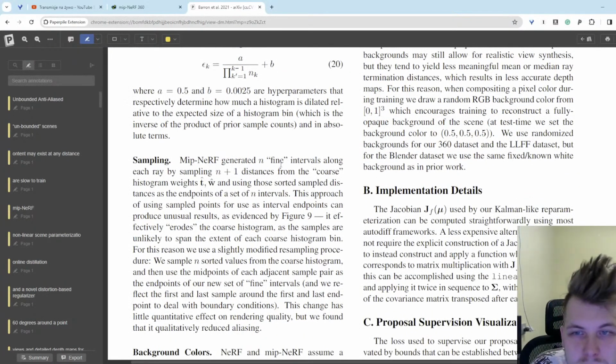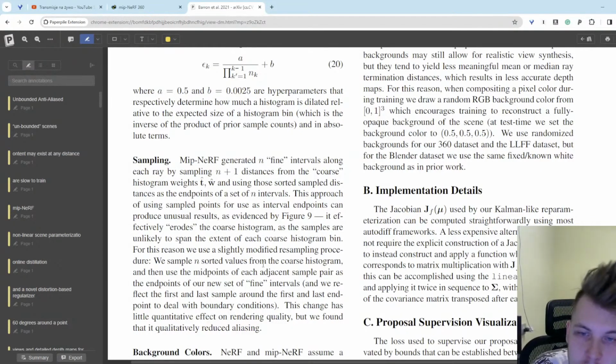Sampling: Mip-NeRF determines n fine intervals along each ray by sampling n plus 1 distances from the coarse histogram weights and using these sorted sample distances as the endpoints of a set of n intervals. This approach of using sample points as interval endpoints can produce unusual results, as evidenced by figure 9. It effectively erodes the coarse histogram, as the samples are unlikely to span the extent of each coarse histogram bin. For this reason, we use a slightly modified resampling procedure.